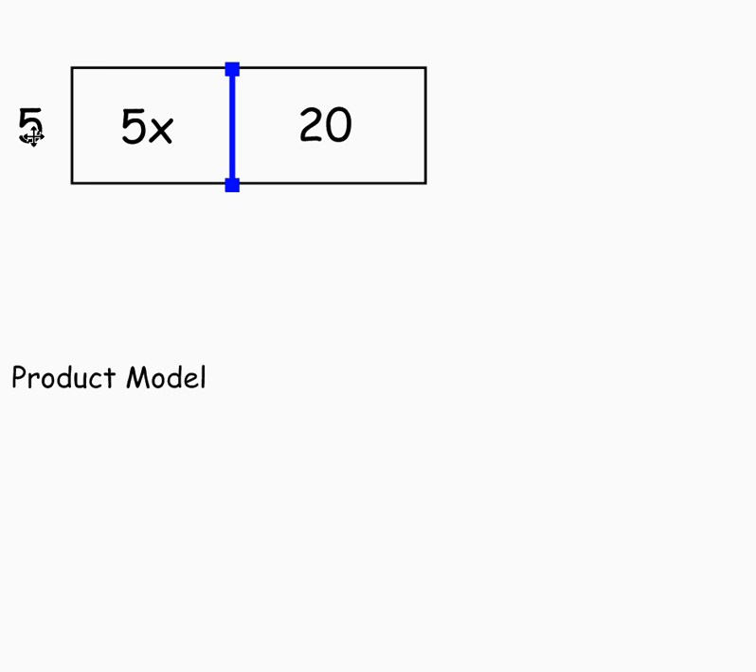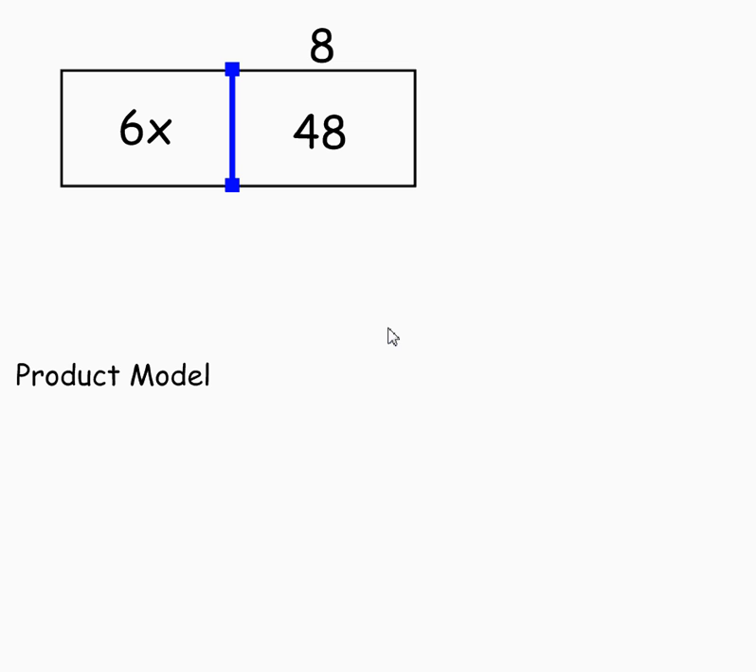What I need to know is what can I multiply 5 by to get 5x? Well, multiply by x. So I'm going to put that up here in the top. Now, what do I multiply 5 by to get 20? I multiply by 4. So my product model is 5 times the quantity x plus 4.